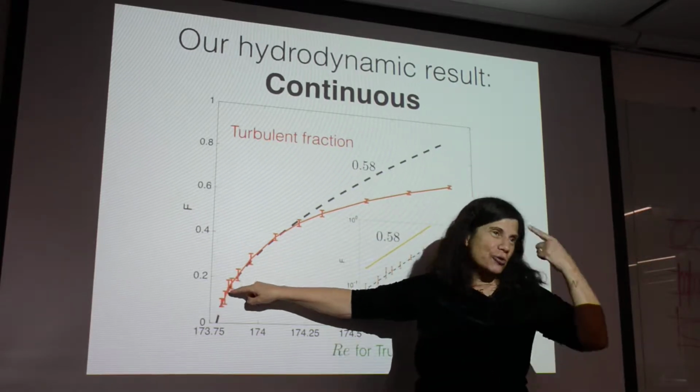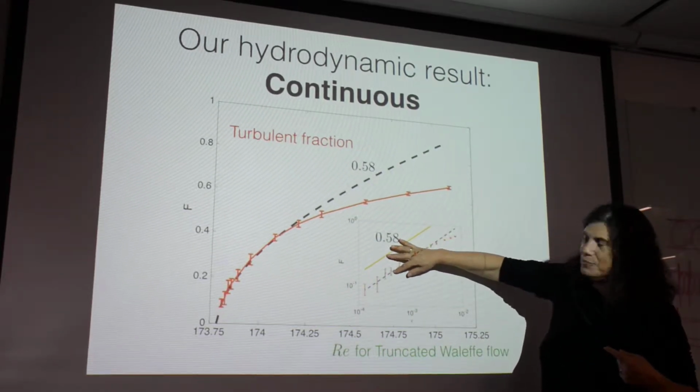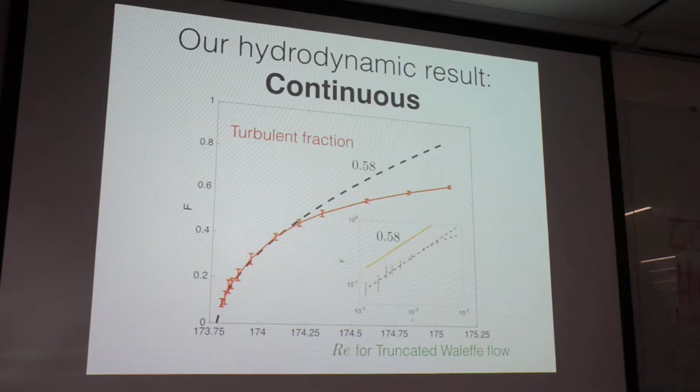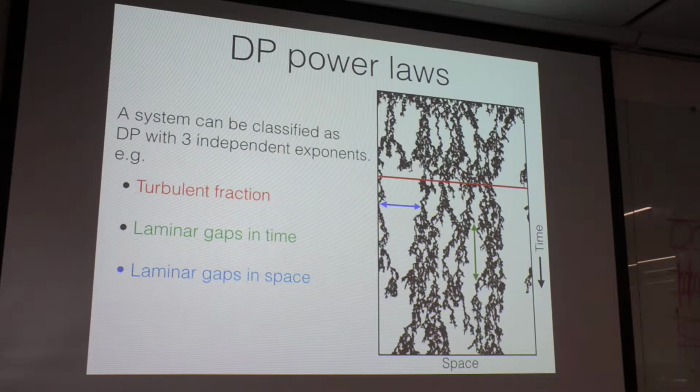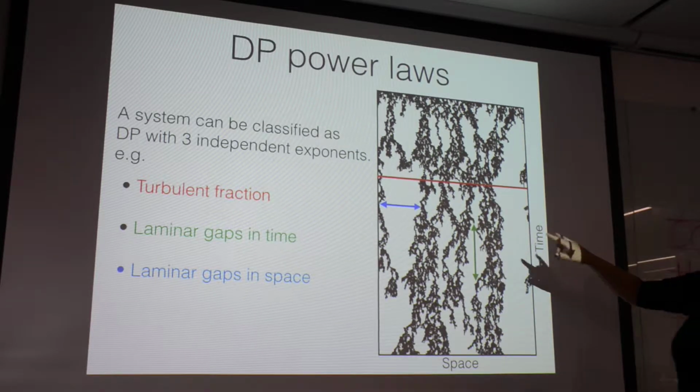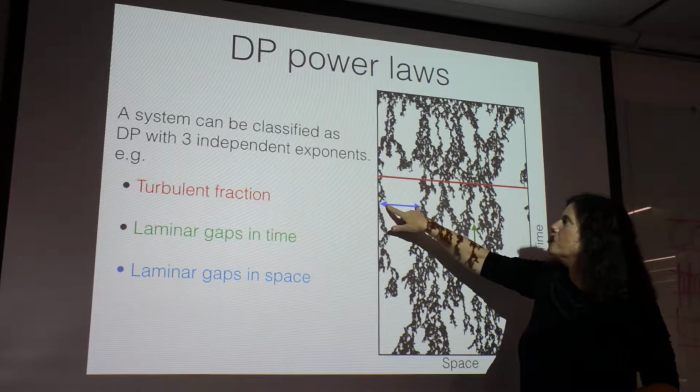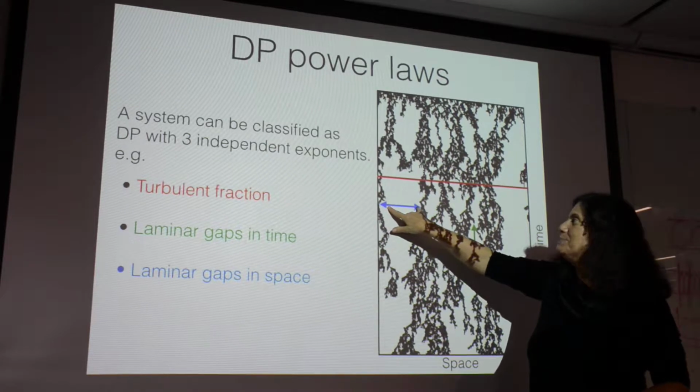This is not a square root. You can't distinguish by your eye, but here I'm telling you, this is what they predict. And they predict two other things too. They predict the average, the statistics of the gaps in space.